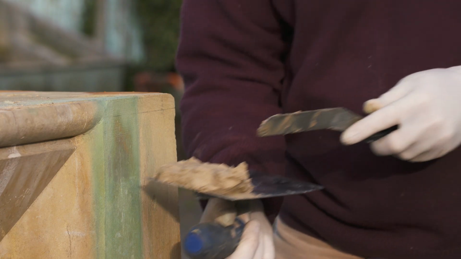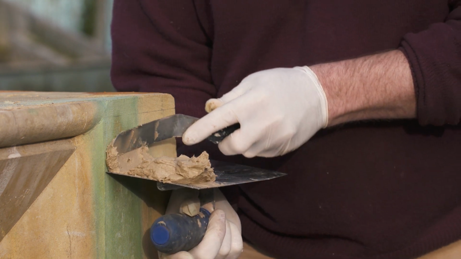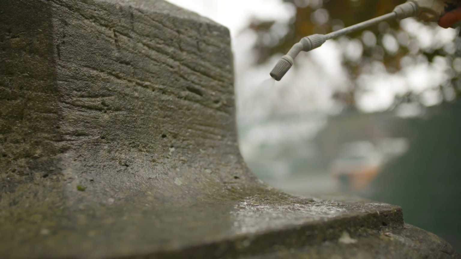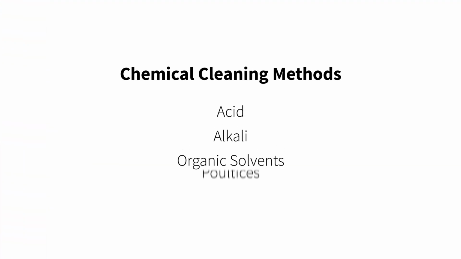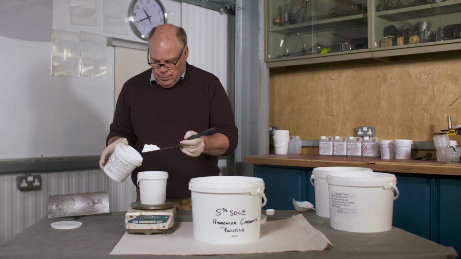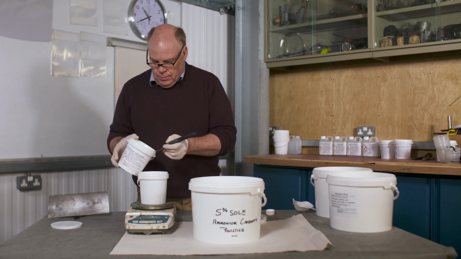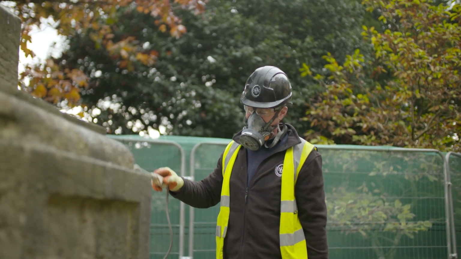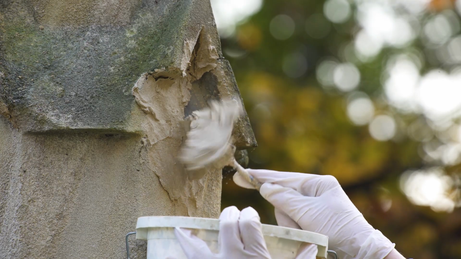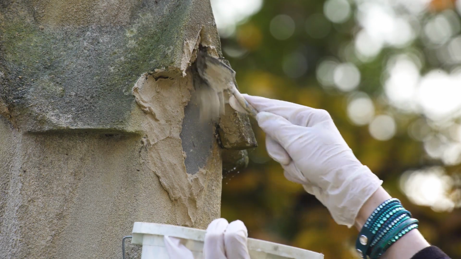Chemicals can be very useful for removing specific soiling. This video will cover the main types of chemical cleaning agents and their uses. Acids, alkalis, organic solvents and poultices. These methods should only be carried out by experienced professionals who understand how to remove the soiling most effectively and without causing damage to the substrate.